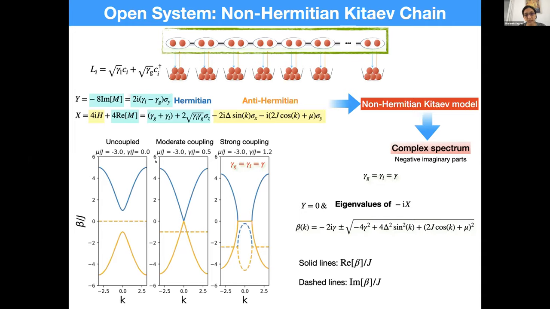Here, I will try to illustrate this band structure using two different lines. The solid lines in this figure are related to the real part of the eigenvalue, and the dashed lines stand for the imaginary part. What I would like to present in these three panels is, first, the uncoupled system, which is exactly like the Hermitian Kitaev model. Then we have a moderate coupling between the bath and the system with gamma equals 0.5. And I will also present the strong coupling regime. So let's have a look.